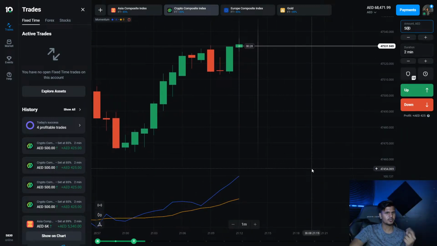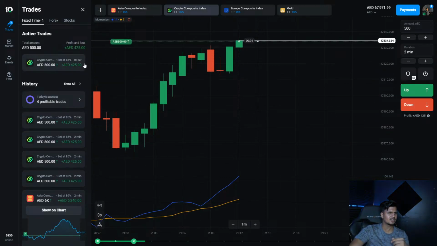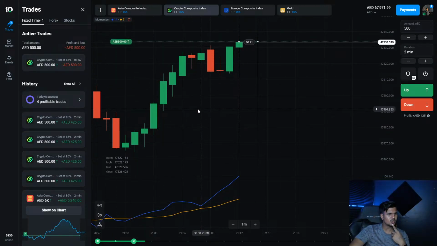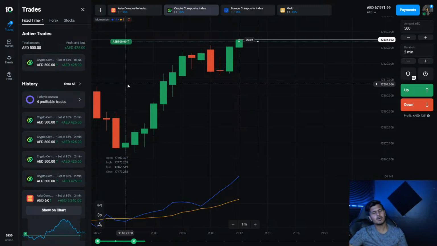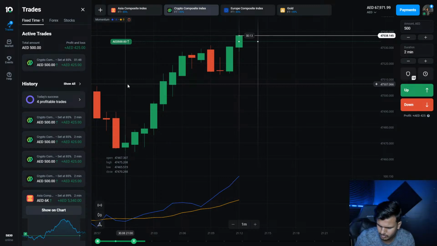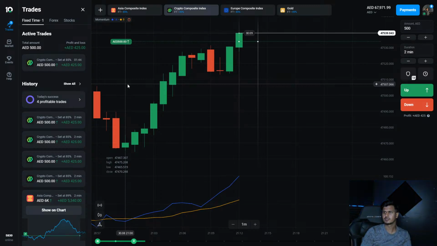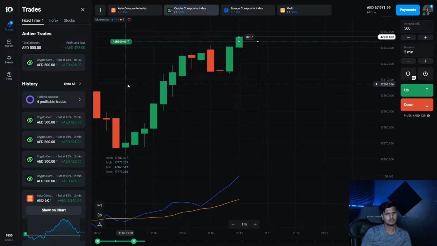The graph is also moving pretty well in the upward direction. Let's make another trade with 500 in the upward direction. I hope this is going to be profit, but the thing is that our profit amount or our loss amount is always decided by just the last 1 minute. So let's see.